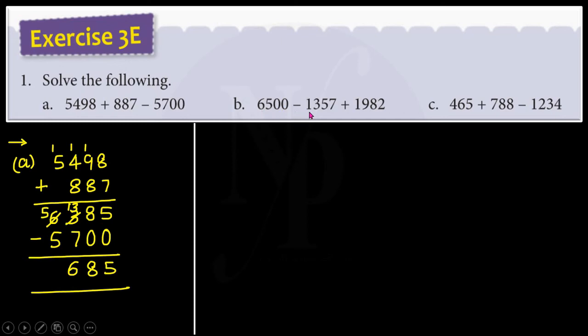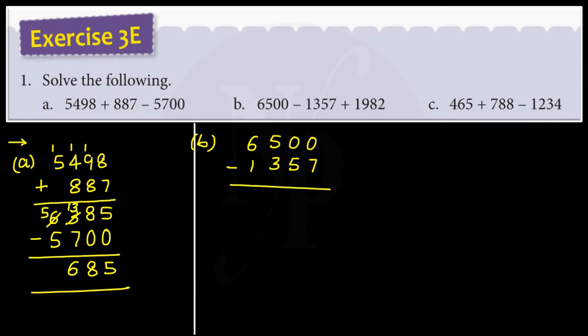6500 minus 1357 plus 1982. So B: 6500 minus 1357. Let us subtract these numbers first to get a required difference.